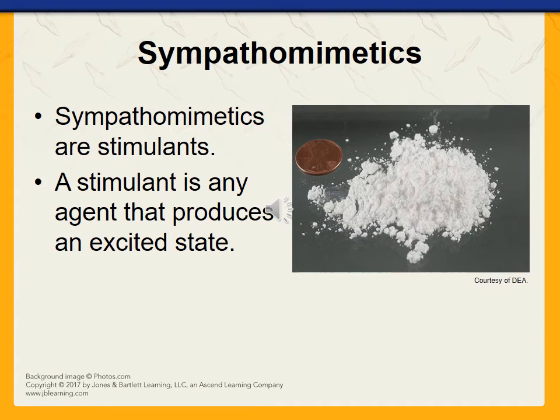Sympathomimetics are stimulants, anything that causes an acceleration of the heart rate, any type of your proprioceptors, anything. They are often found in things like speed and cocaine. Caffeine can also be considered this. A stimulant is any agent that produces an excited state. It could be an excited emotional state, an excited type of cardiac, breathing, anything that produces an excited state.